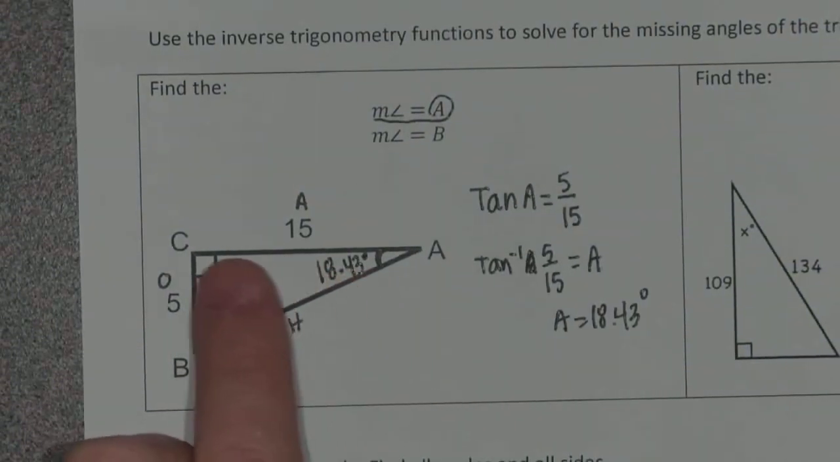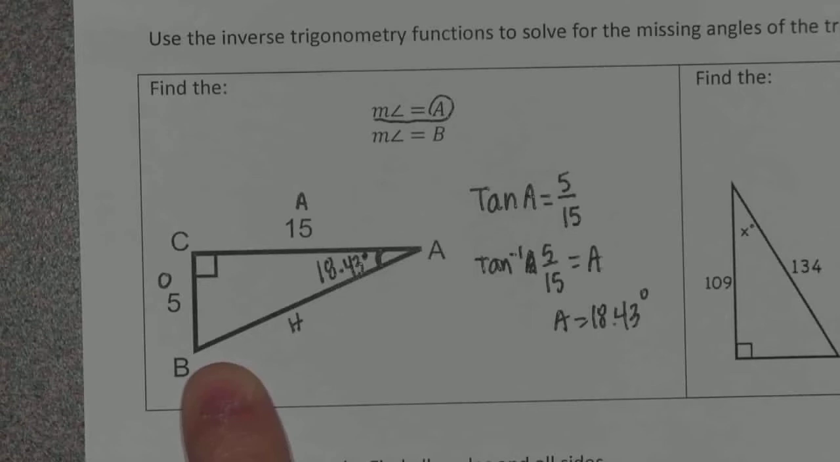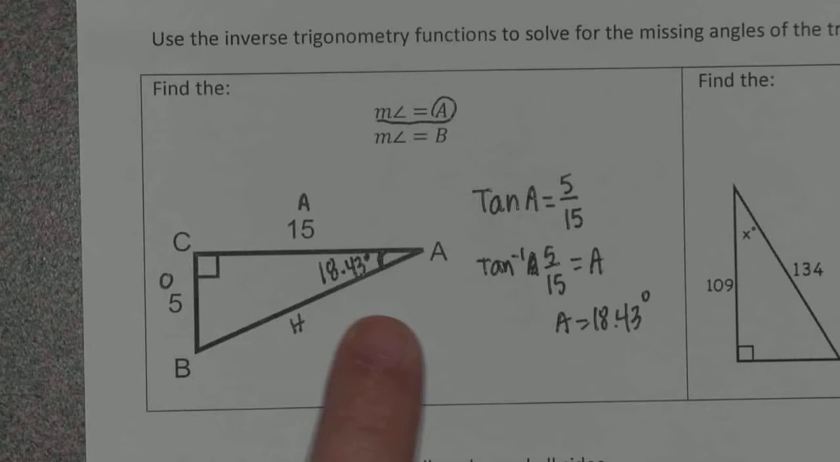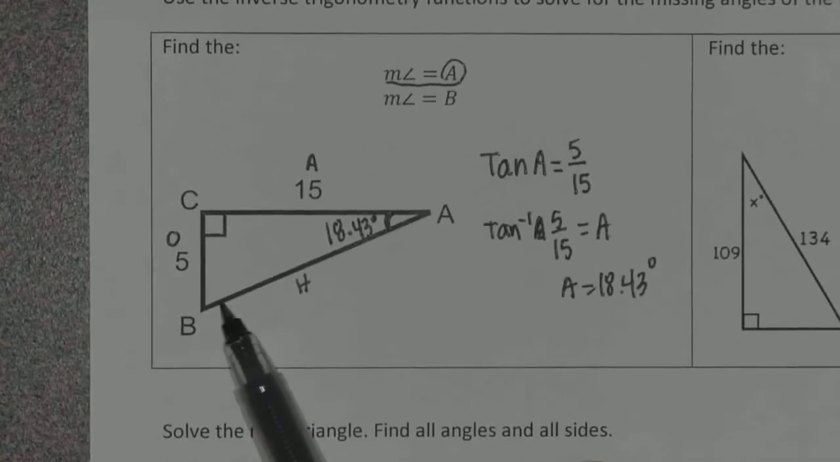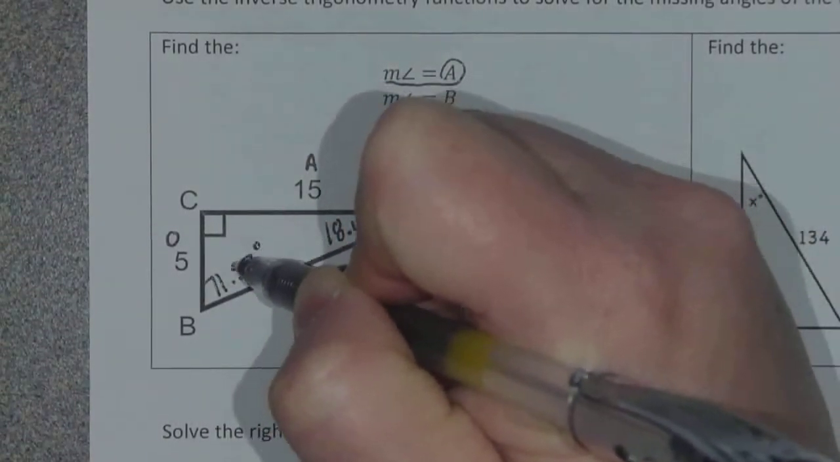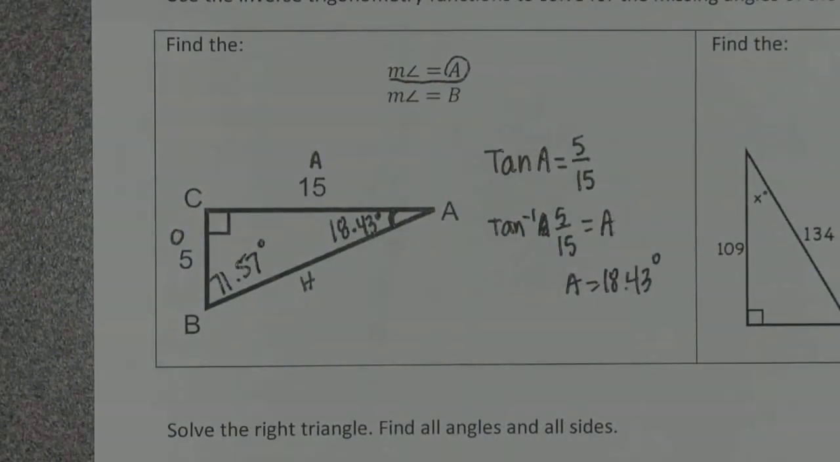How easy does that now make it to find angle B? Yeah, because what do you know all three angles in a triangle add up to be? 180. So take the 180 minus the 90, which we know would be 90, and then minus the 18.43. And what do you get for angle B? I love that you guys all shouted that answer out at me. That means you understand what we're doing here. Nice job on that, you guys.